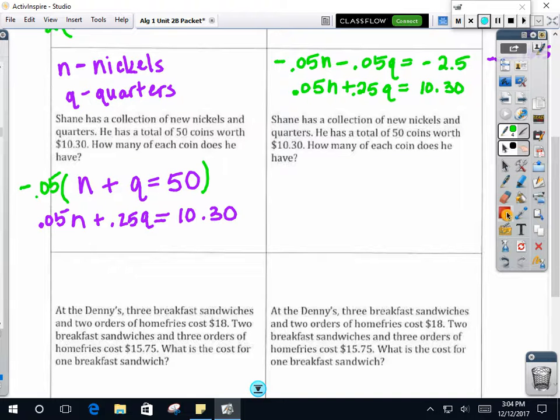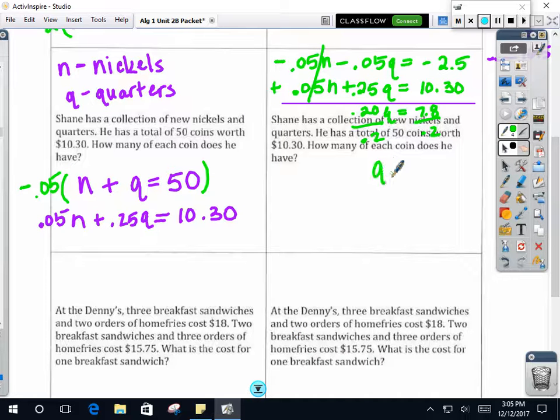Now that we have a variable that's ready to be eliminated, we simply add the two equations together. Those cancel out. The q's become what? 0.20q. And then what did the constants become? What is negative 2.5 plus 10.3? 7.8. Okay, now what do we do? Divide by 0.2. And 7.8 divided by 0.2 is 39.